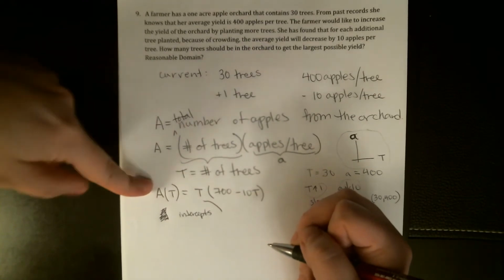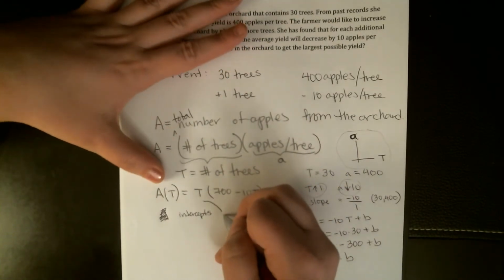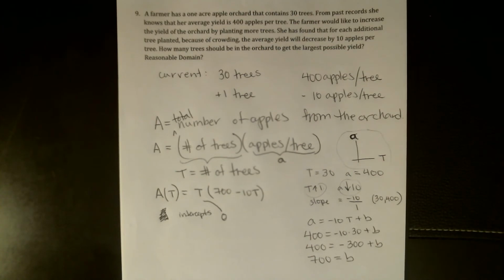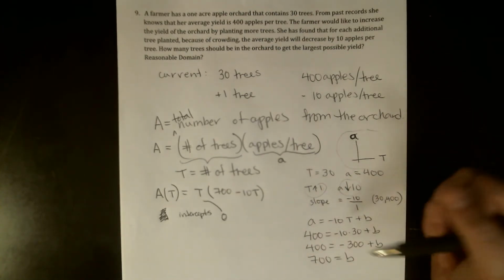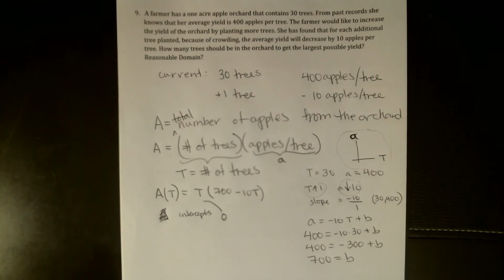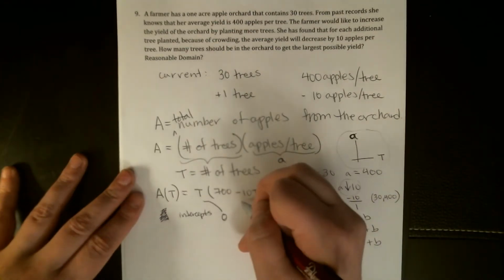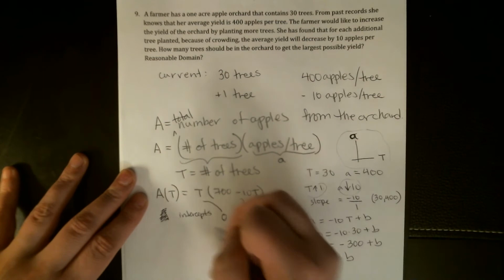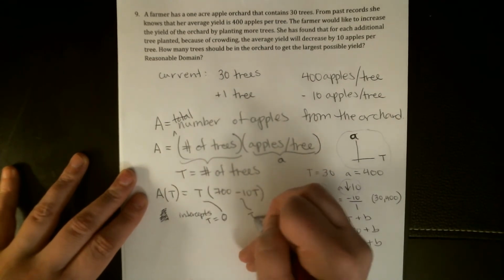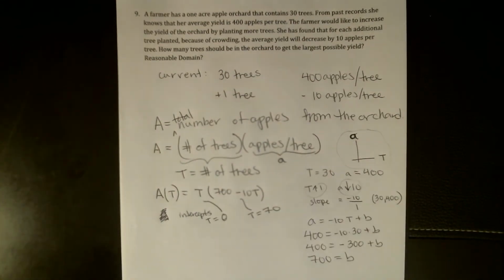a equals 0, so when we're not getting any apples. If there are no trees, we're getting no apples, so that makes a little more sense than over here where we said 700 apples per tree. That's great, but if there are no trees, you still don't have apples. And then this one is saying if t equals 70, we're once again getting no apples. We have 70 trees, but we're not getting any apples from any of the trees because they're so crowded.